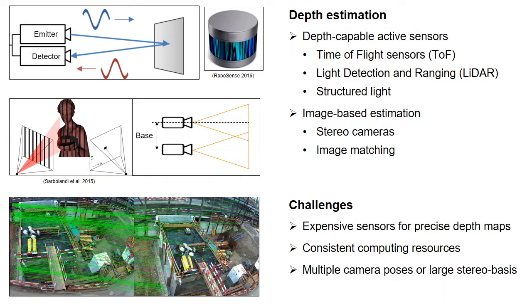There are different methods to estimate the depth. There are active sensors and passive methods. However, all these methods present challenges. They require expensive sensors and computing resources to generate the depth maps, multiple images to calculate the poses, or a large baseline in order to obtain good stereo images.